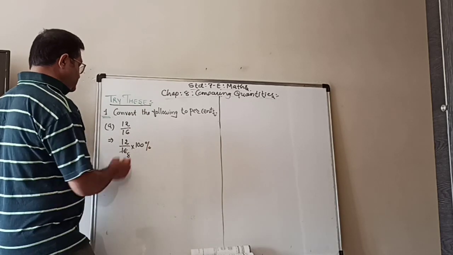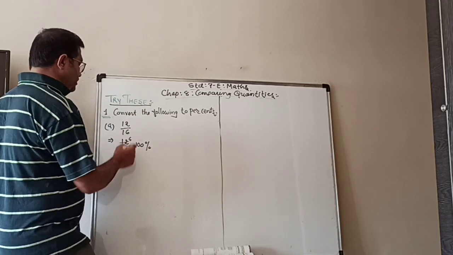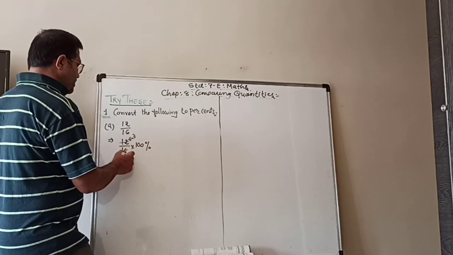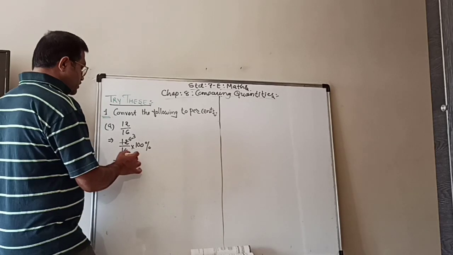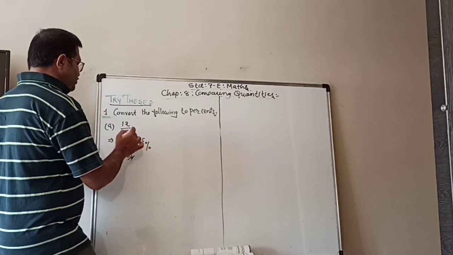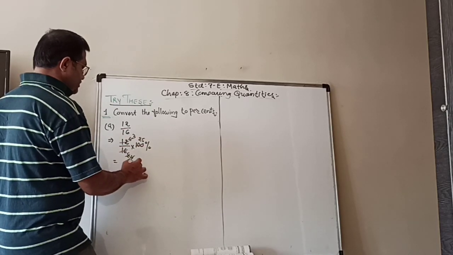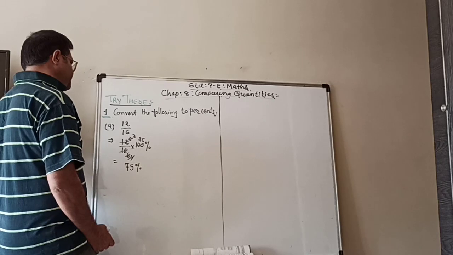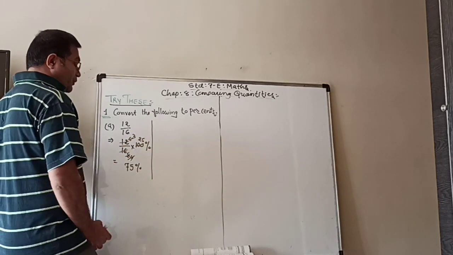8 twos are 16, 6 twos are 12, 3 twos are 6, 4 twos are 8. And now 25 fours are 100. So 25 threes are 75. So it is 75%. Cancellation is very, very important.